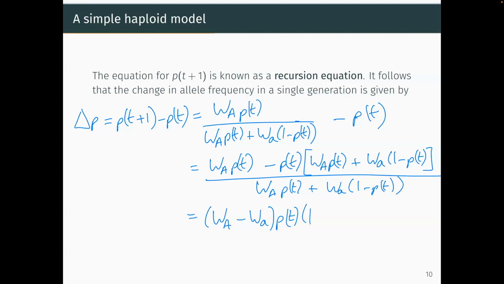And there's a quadratic term for each of these. So there's a P of T squared here and a P of T squared here for each of those absolute fitnesses. If this isn't immediately obvious, that's fine. You can always work through this in your own time just to make sure. But essentially all we're doing is just expanding this out and then refactorizing it. And the denominator doesn't change.